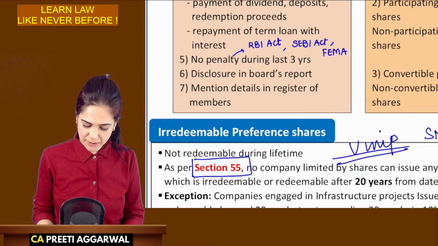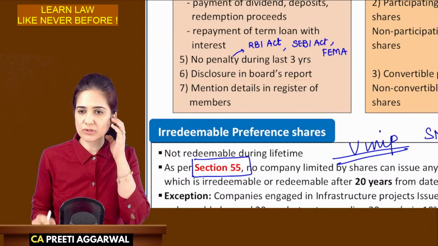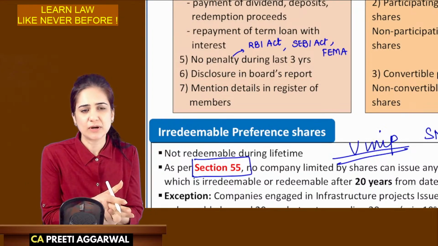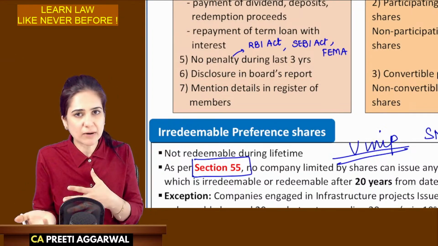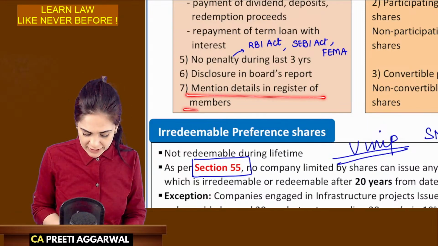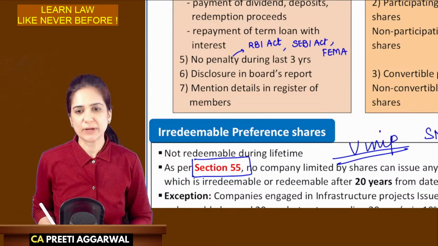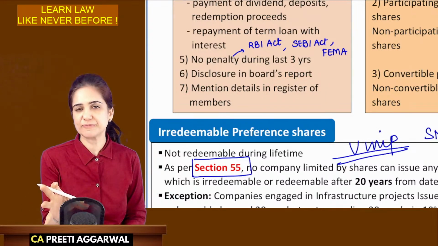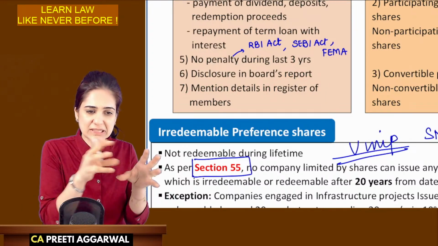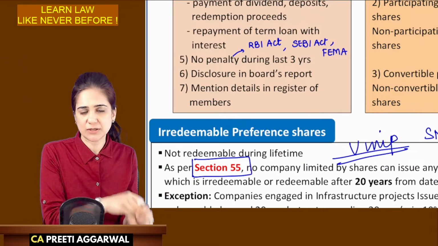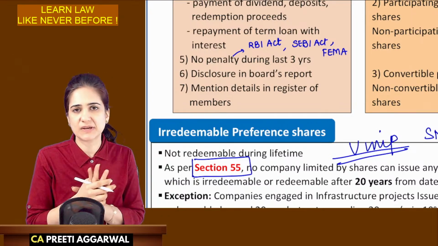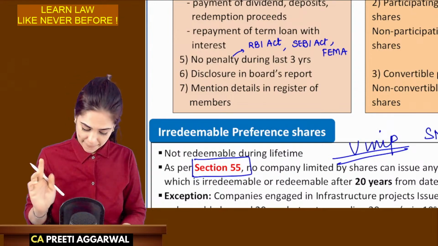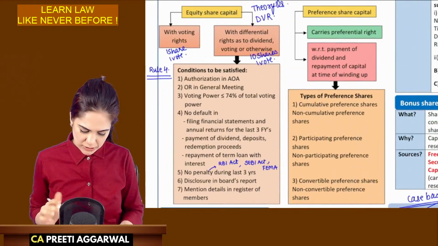Then there is the disclosure in the board report. The board report will disclose the amount of DVRs issued and the voting power that you have given to DVR. The details of the DVR will also be mentioned in the register of members. So in the register of members, we will mention that these are the shareholders to whom DVRs are issued, and this is the ratio in which they will exercise their voting power. So that was all about DVRs.